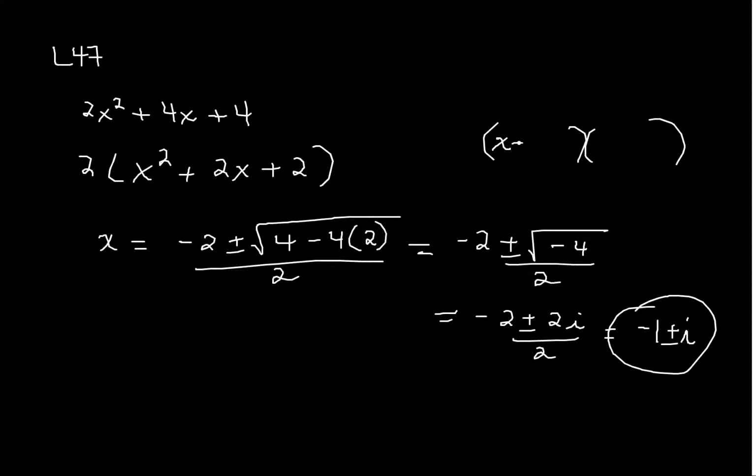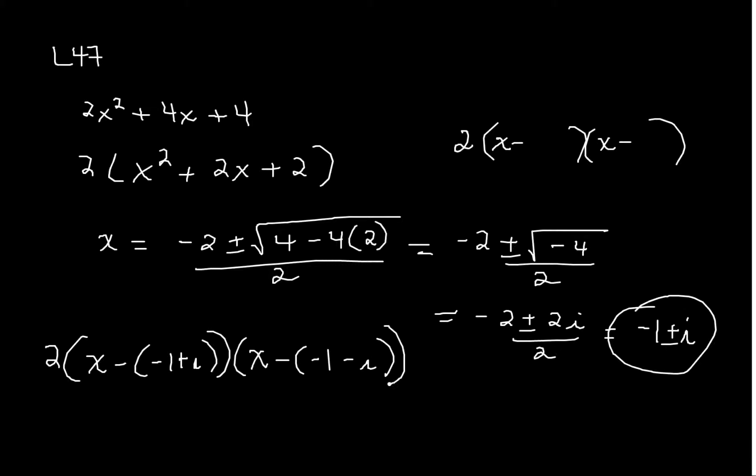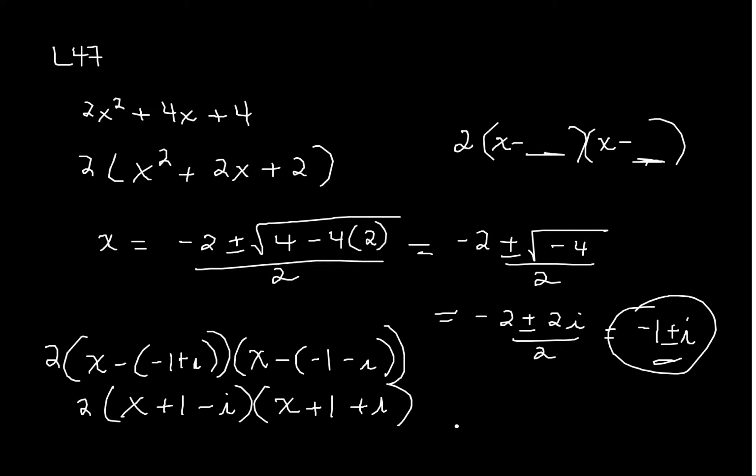So it's going to be x minus something, x minus something. We factored the 2 out, so we're going to have to put the 2 out there. So your two factors are going to be x minus negative 1 plus i, and then the other one's going to be x minus negative 1 minus i. So what this is doing is it's really just giving us the two numbers to put here. You still have to finish it out, so you get x plus 1 minus i, and then x plus 1 plus i. And that's how you would factor that.